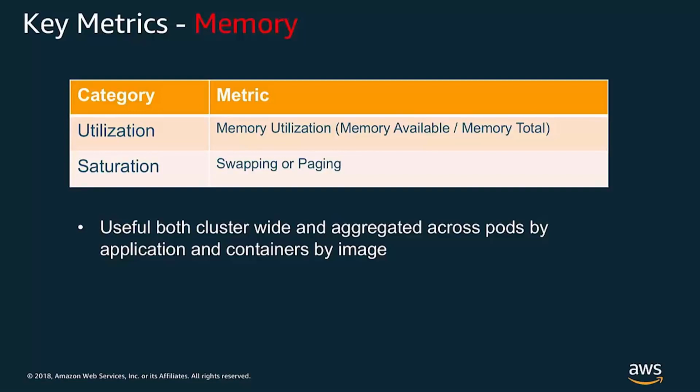Although generally you really don't want your cluster to be swapping. You should probably turn off swap. But if you have a way of measuring paging, then that could be a way of looking at saturation for memory in your Kubernetes cluster. And memory is another metric that's useful cluster-wide and then also aggregated across pods and containers.